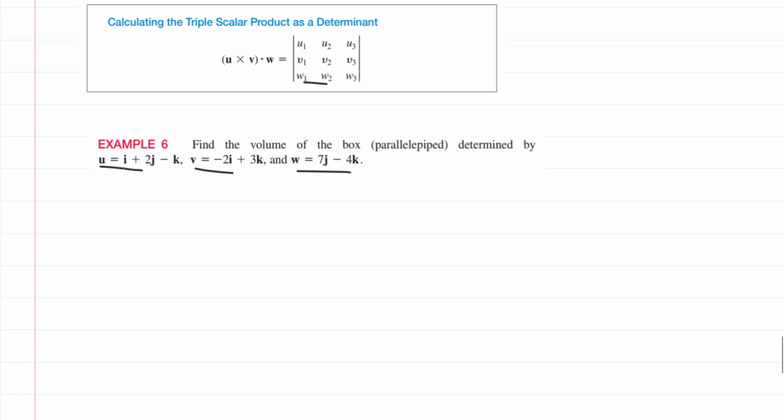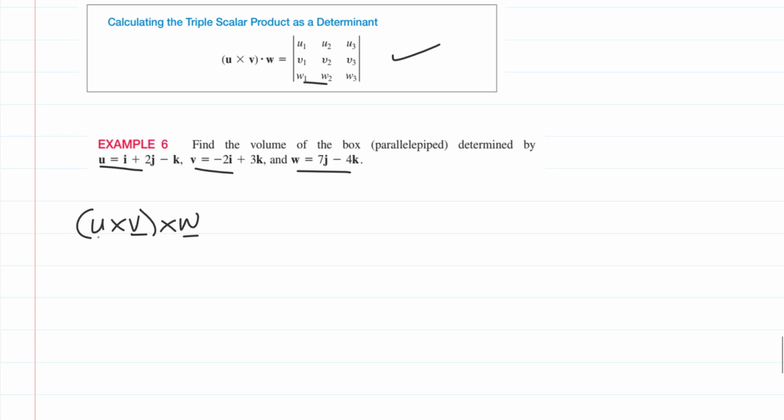So remember, the volume is just the magnitude of the triple product. So the first thing we can do is get the triple product. But of course, we already have a theorem which will help us to get the triple product. So we can see that u cross v, that cross w.